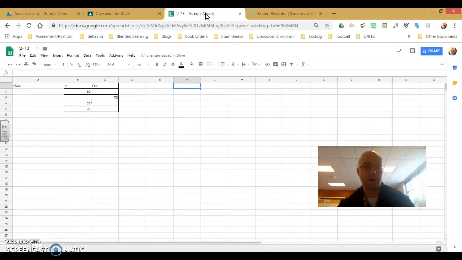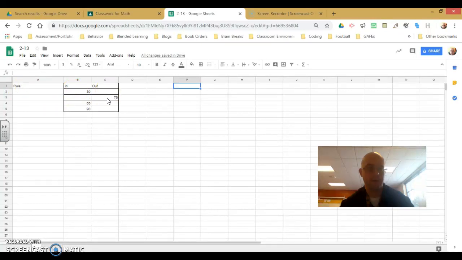This is an input-output box. It looks a little bit different than ones you've seen in your math journal. We're going to be using Google Sheets for this. And my question for you is this, looking at these numbers here and thinking about what the pattern is. What is the rule?